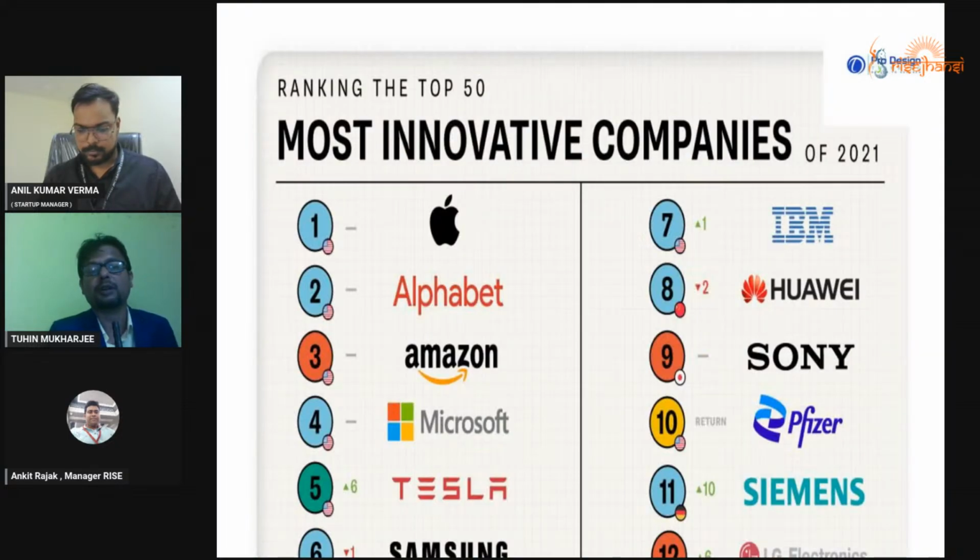You have to be innovative and creative. See the organizations: Apple, Google, means Alphabet, Amazon, Microsoft, Tesla, Samsung, IBM. These are very innovative organizations, and that is how they are sustaining and ruling the market. That is what happened in the last 20 years. I was telling you a while ago that 2003-4, like 20 years back, there was no such big Apple.